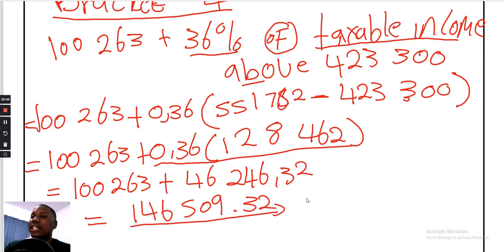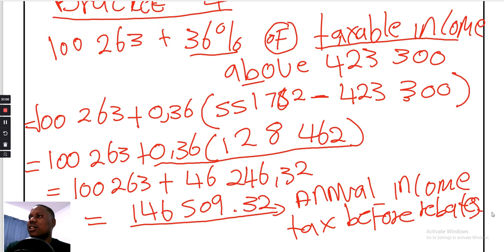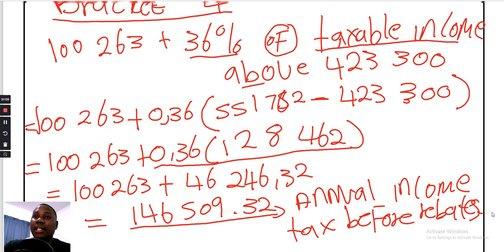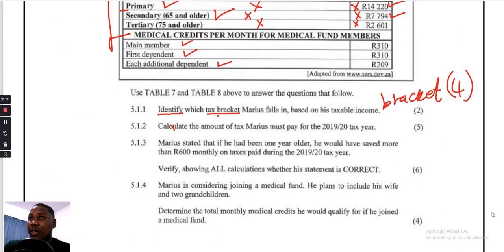And what is this amount? This is our annual income tax before rebates. Okay, let's go up there and check if we have answered our question. We haven't answered, we are not done answering our question, because we did not subtract our rebates there.